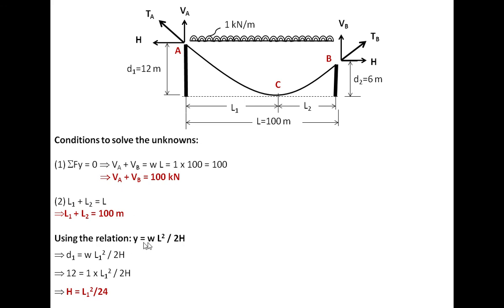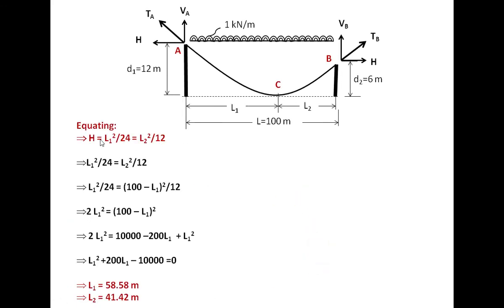Now using the relationship we mentioned in the previous slide, that Y, that is the dip, is given by load into span square by 2H. So when we take D1 equal to 12, W is 1, L1 square we don't know, so L1 square upon 2H, and H also we don't know. So 12 is equal to 1 into L1 square by 2H, that is H equals L1 square by 24. Similarly for this side we get 6 equal to 1 into L2 square by 2H, so H equals L2 square by 12. We can equate these to H.